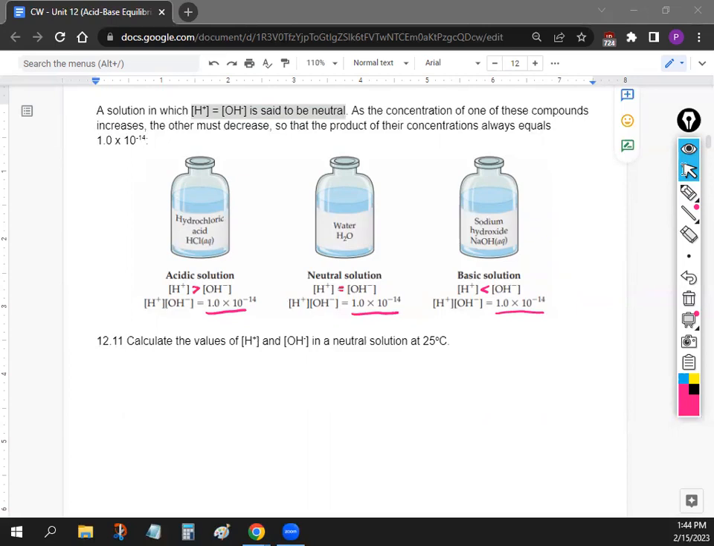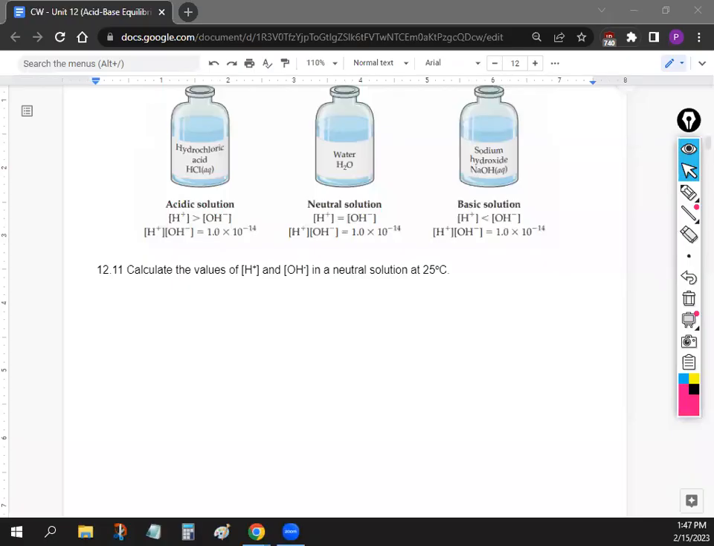Alrighty, guys. So with that being said, now that you guys got a bunch of numbers, I want you guys to try 12.11. This one might be a little bit tricky, but I want you guys to use the information that you learned. I want you to calculate the concentration of H plus and OH minus in a neutral solution at 25 degrees Celsius. So try that out. 12.11. You gotta think a little bit mathy here.